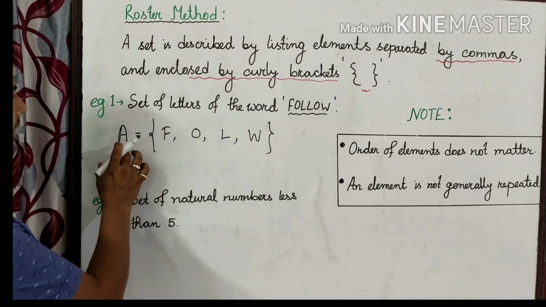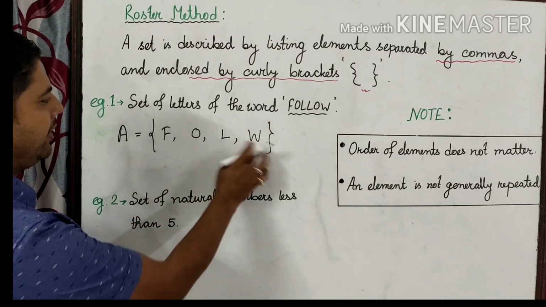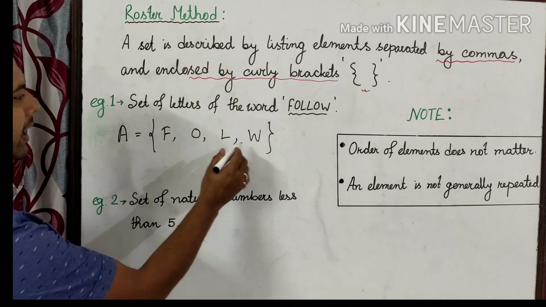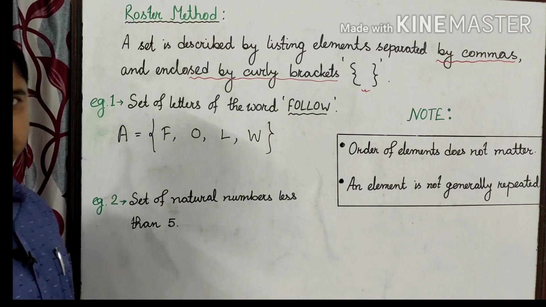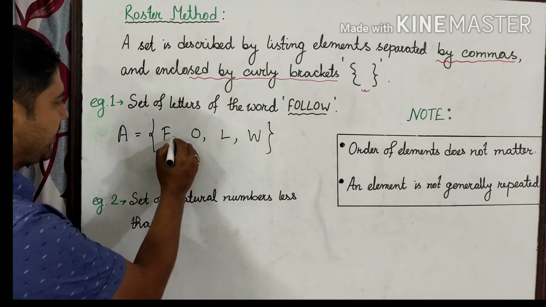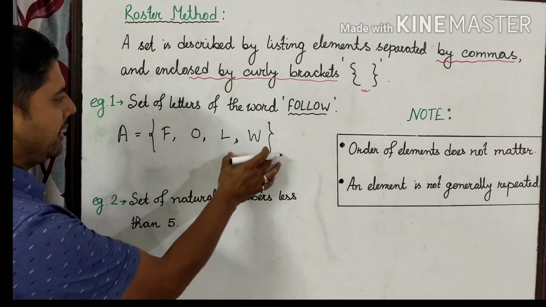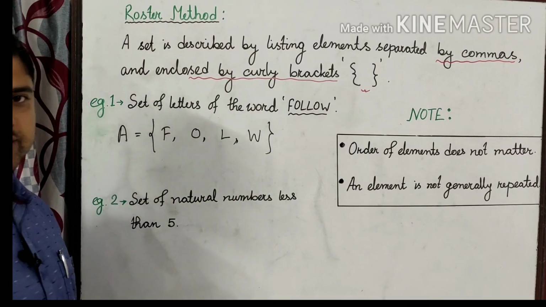Therefore A equals F, O, L and W. Here F, O, L and W are the elements of the given set. They are separated by commas and enclosed by the curly bracket.